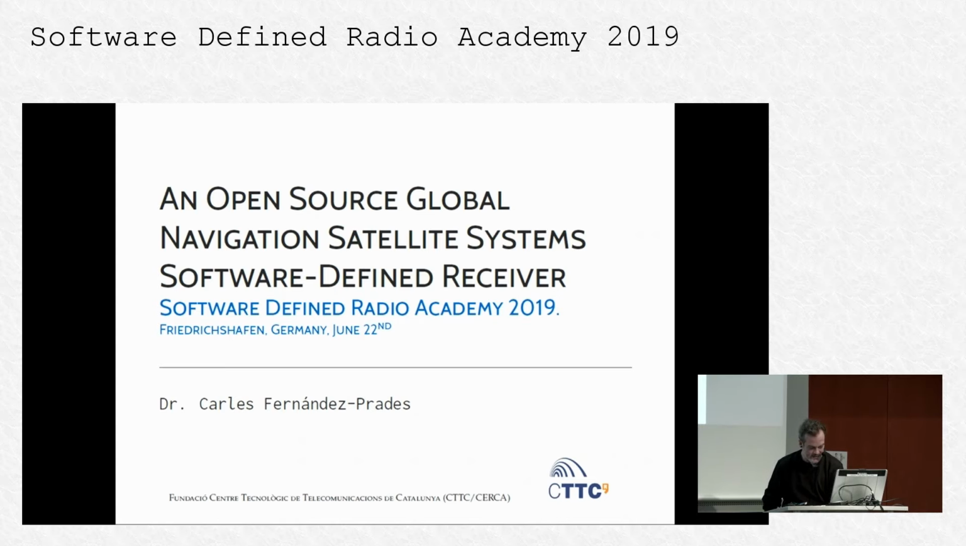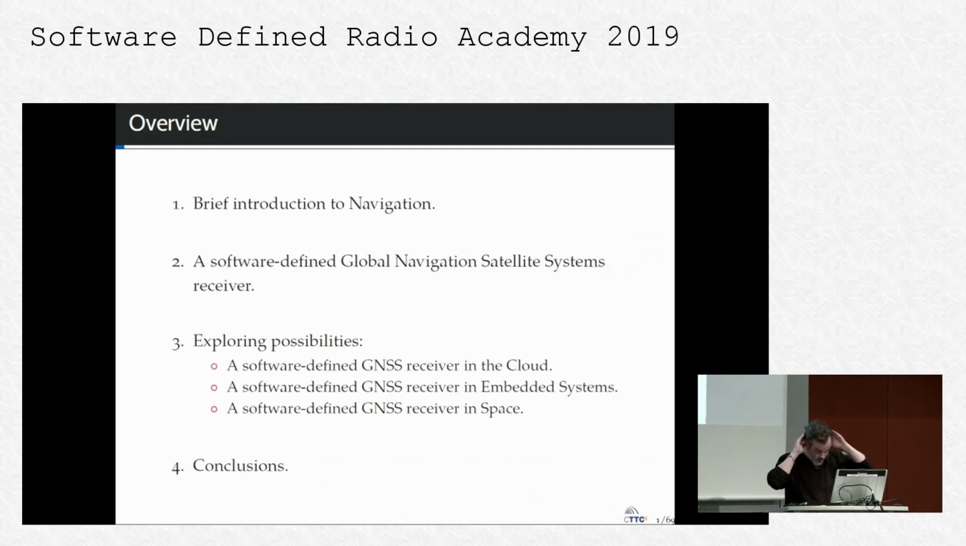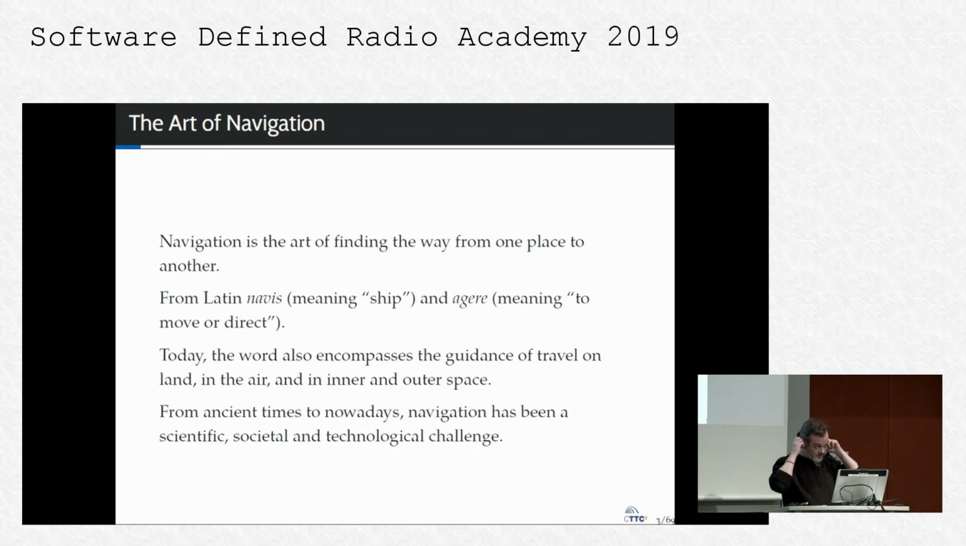Okay, so let's start. This is the overview of the presentation. First, I will introduce briefly the topic of navigation. Then we enter into the details of what a software receiver for global navigation satellite systems is. And then we'll talk about different possibilities that we have explored with this kind of technology, and finally draw some conclusions.